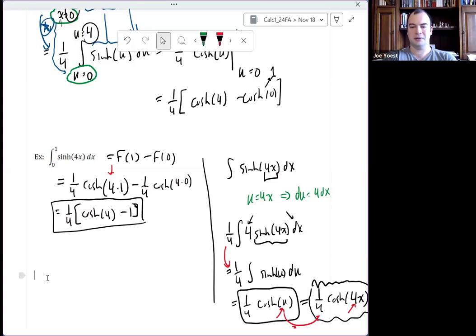This would be a guess and check problem. Unless it was a really simple one, I would bump off to the side, do some scratch work, find an antiderivative, come back, and then plug in.